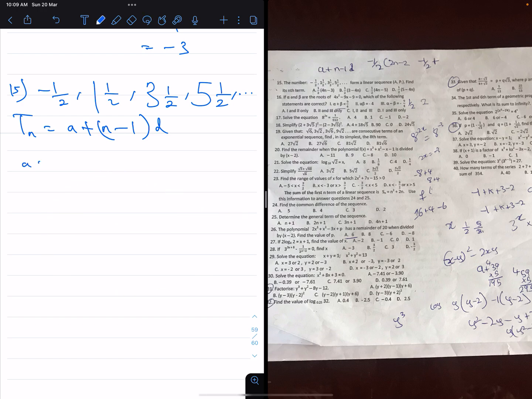So what is a in the sequence? Minus half. What's the common difference d? d is always the difference between a term and the one immediately preceding it: T2 minus T1, or T3 minus T2, or T4 minus T3. So what's that? Let's do that.